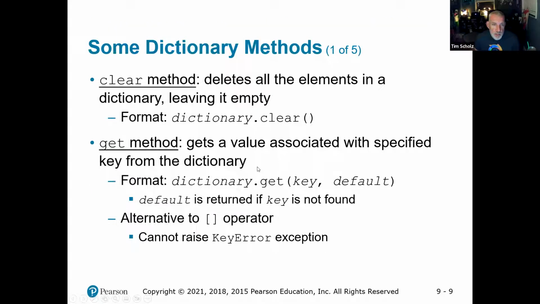So if we have a dictionary and we need to delete all the elements in it, we need to clear it all. We don't want to call delete one by one, and we don't know how many items are in it. We want to just clear it. There's a clear method that's available.